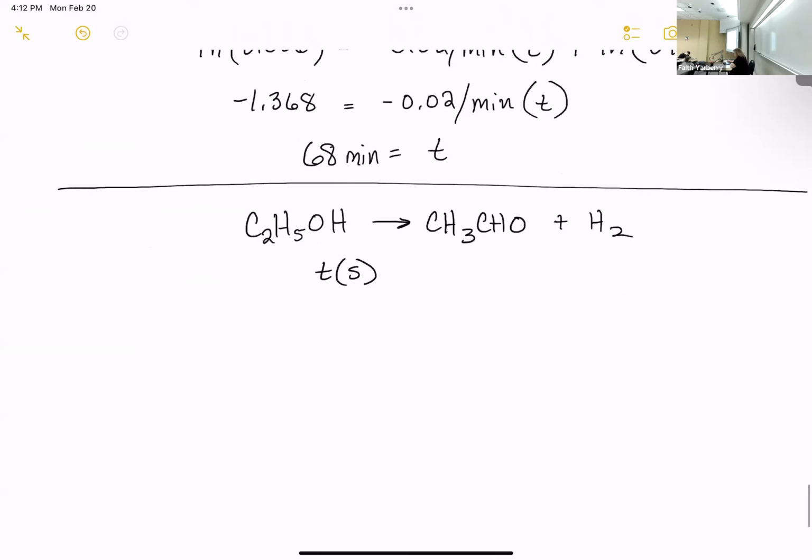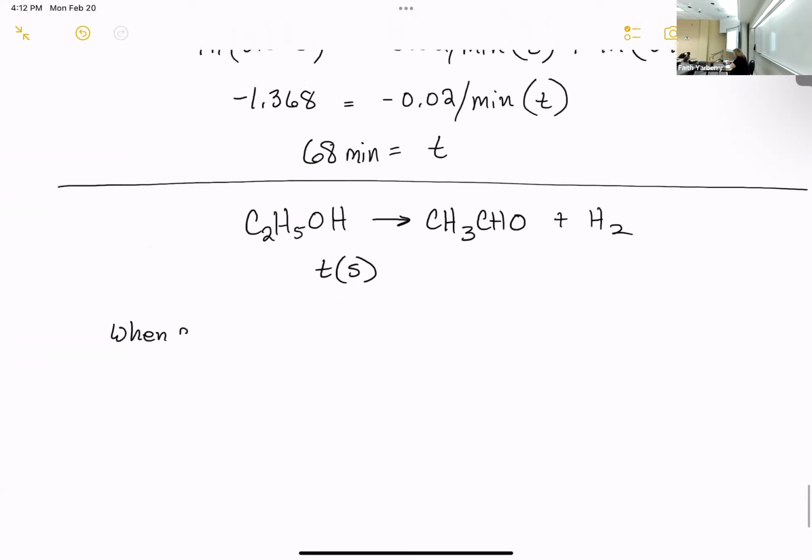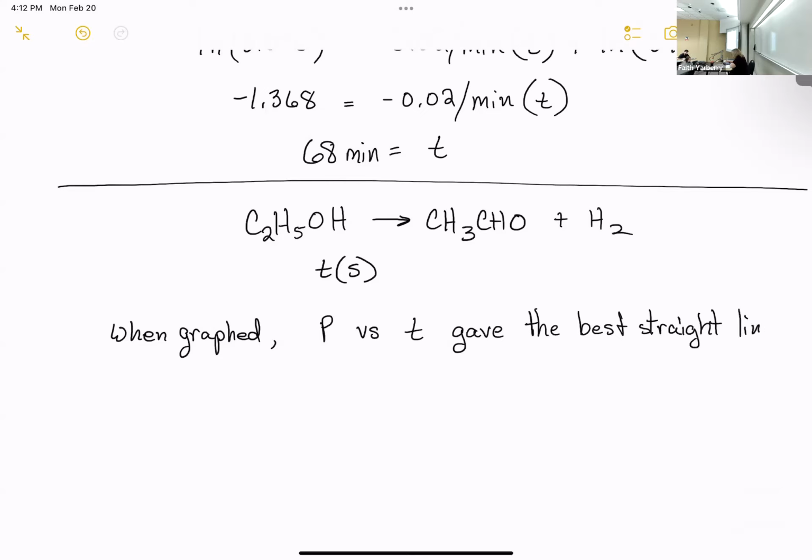Now, when they graphed it, concentration or pressure in this case, versus time gave a straight line, or the best straight line, with a slope equal to a negative 0.130. So given that information I just gave you, what is the order with respect to the ethanol?